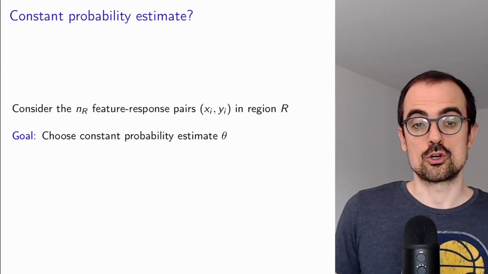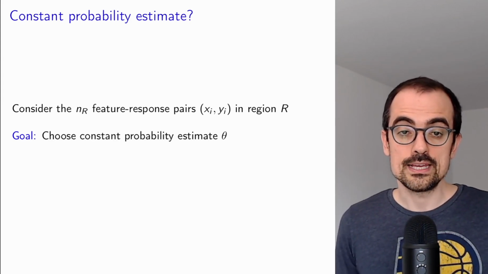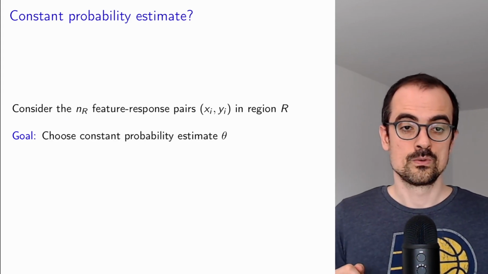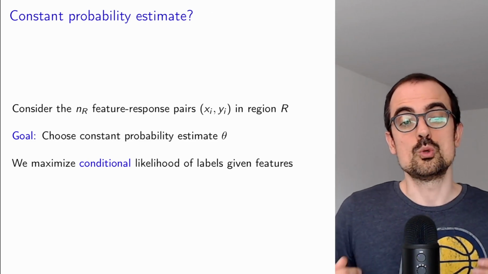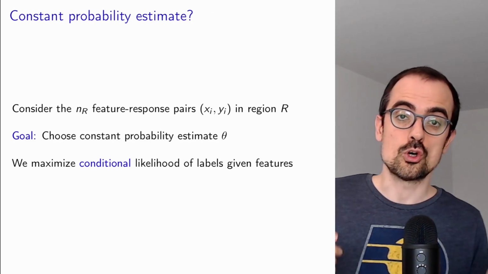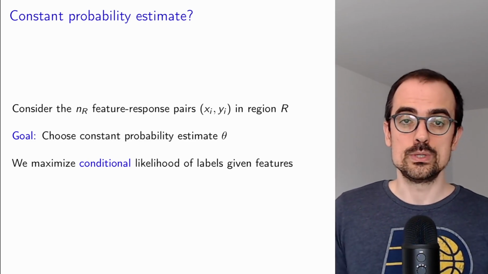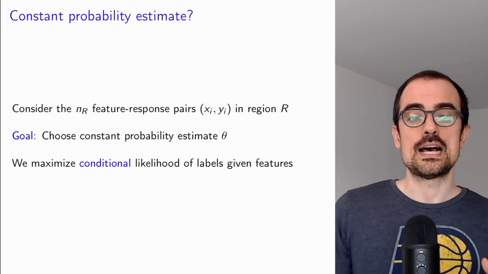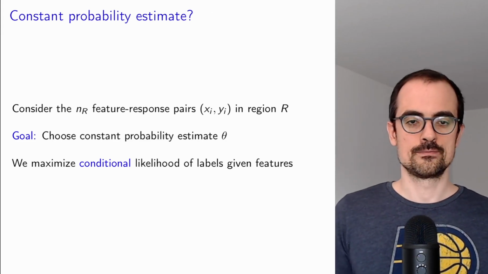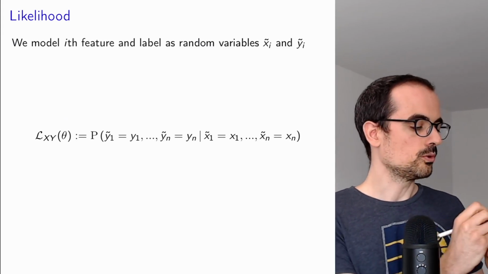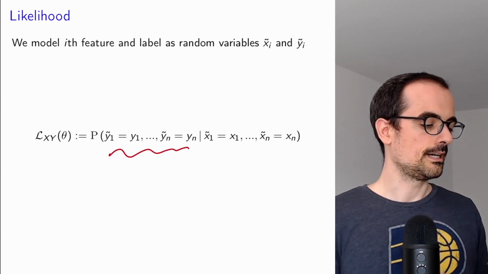And we're going to choose a constant probability estimate theta that will only be assigned to that region. The way we're going to do it is we're going to maximize the conditional likelihood of the labels given the features. This is exactly the same as what we did with logistic regression and with softmax regression. So the idea is that the likelihood is the likelihood of the observed labels.